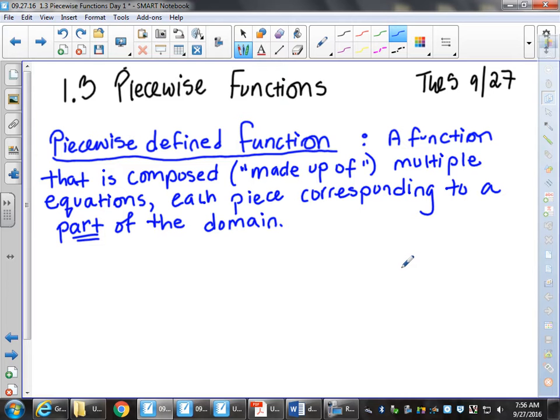of the domain. So let's look at our exploration that was passed out by Michelle and Jasmine. And this is our first example of what a piecewise function looks like. We're going to come back to our board notes in a moment, but let's dig into this exploration a little bit. So I will come back to this page in a moment.